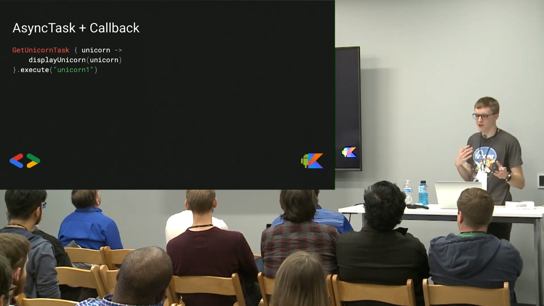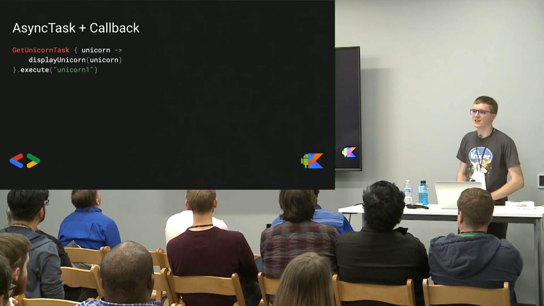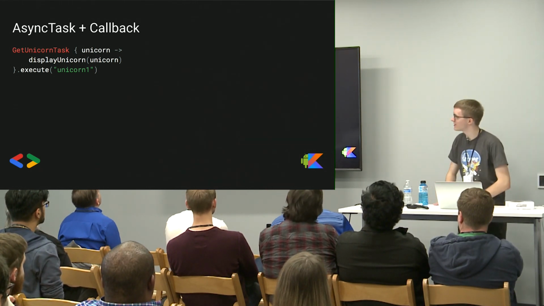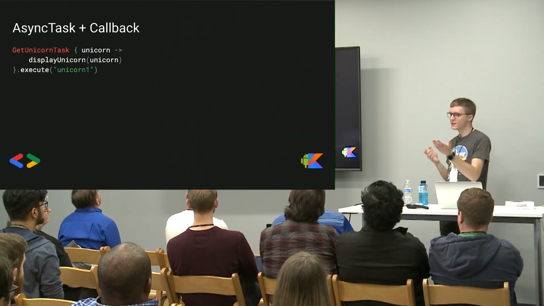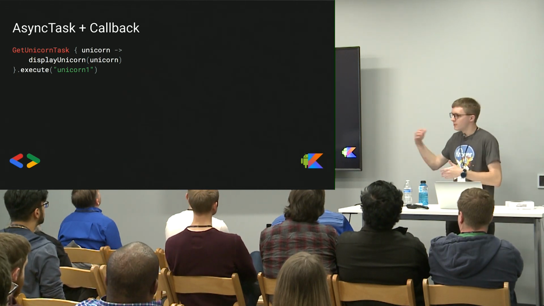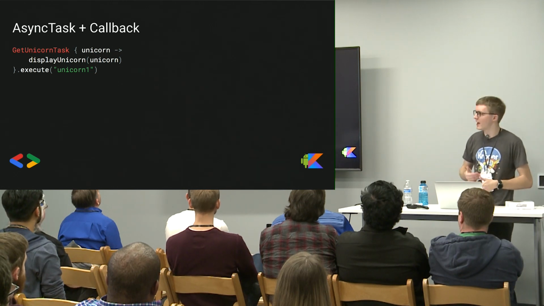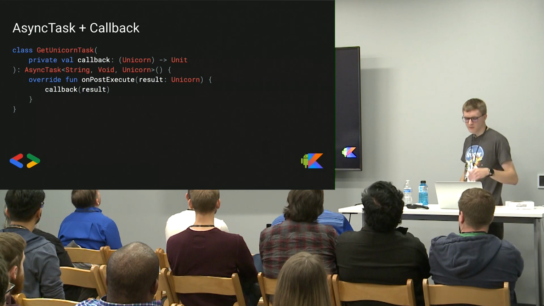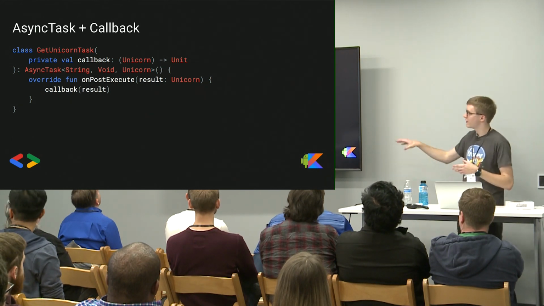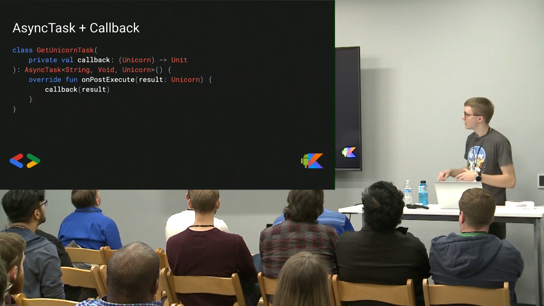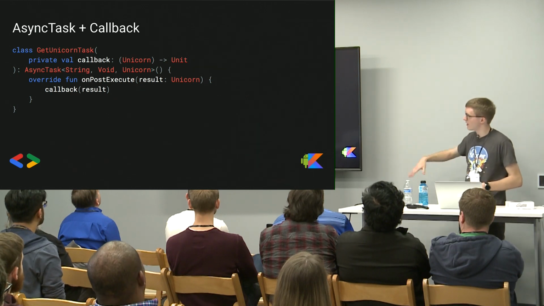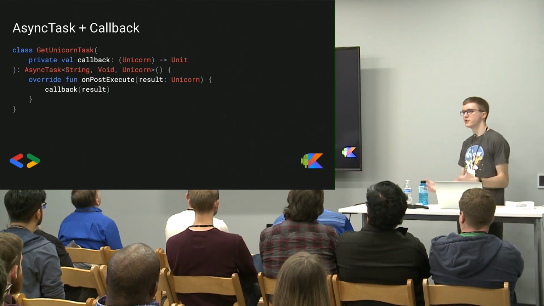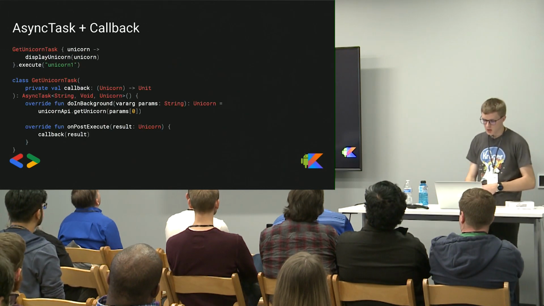With Kotlin, the lambda is very clean looking, not so much the async task. But when we create the task, we can easily make our callback to display the unicorn and execute it, obviously. And then as far as how we're going to modify the unicorn task, you can see now in the onPostExecute, which is back on the main thread, we just invoke our callback.